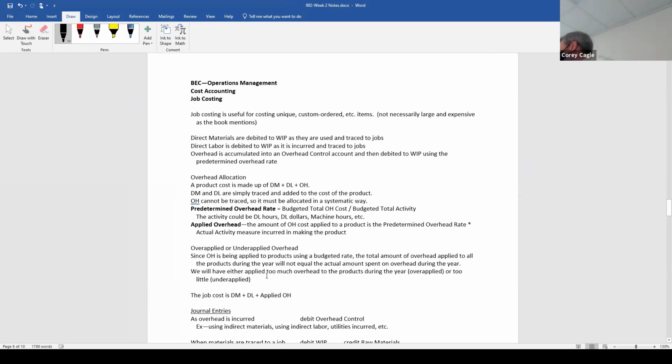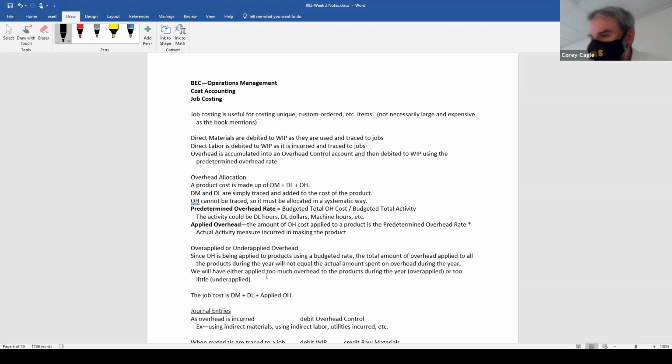Job costing. It's a big topic. Remember, we're kind of scratching the surface a bit in the BEC section of the exam. Mile wide, inch deep. We can't go into just super deep details on all this stuff, and they don't expect us to. So job costing.